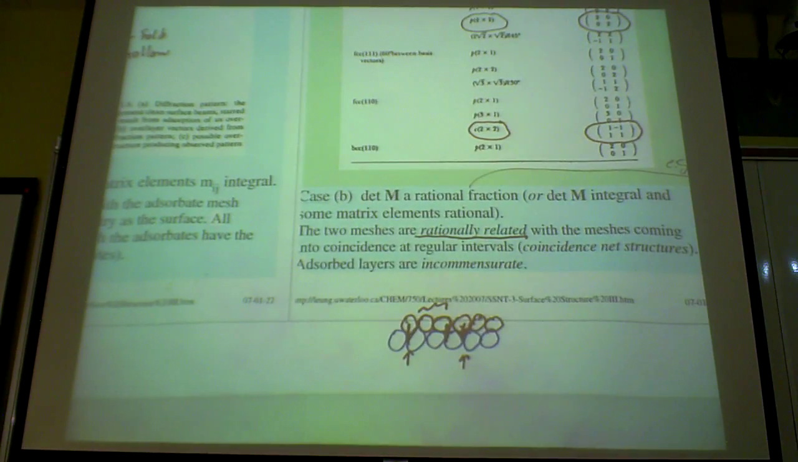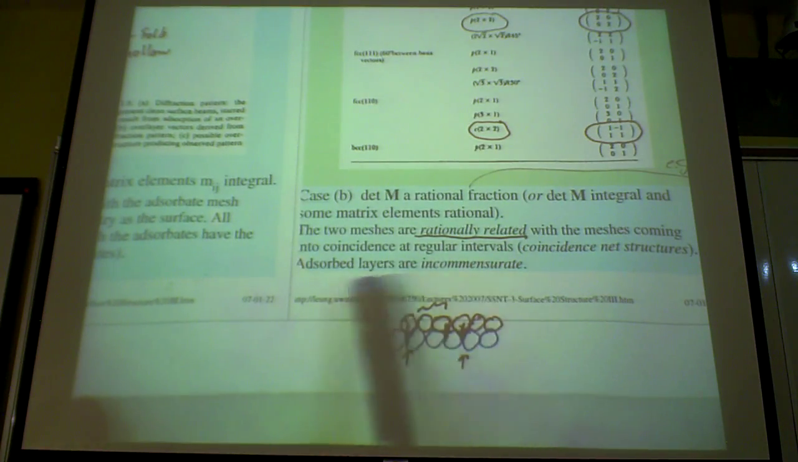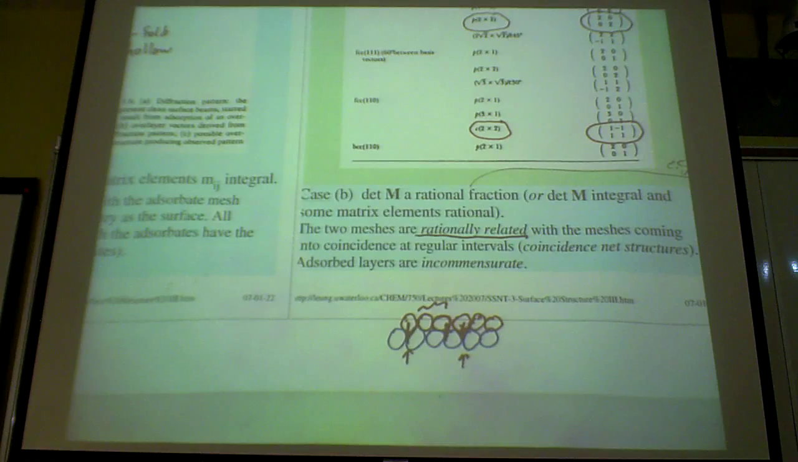It means that the two meshes will come in sync at regular intervals. So you can think of this, you have the blue as my substrate, the red as my overlay. So every 3 atoms, right, they may come in sync with a blue atom. So that's what we meant by rationally related. They coincide every other one. The adsorbates are incommensurate, so-called incommensurate with respect to this.